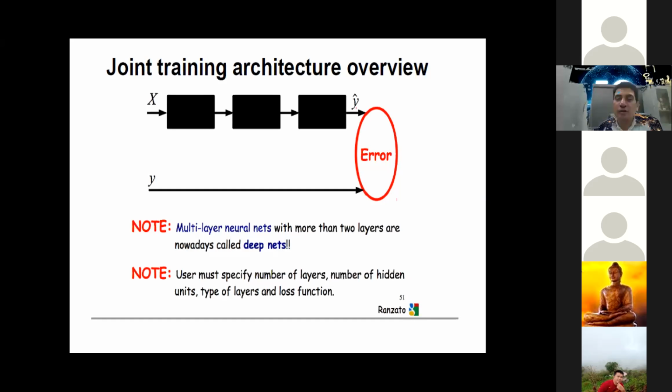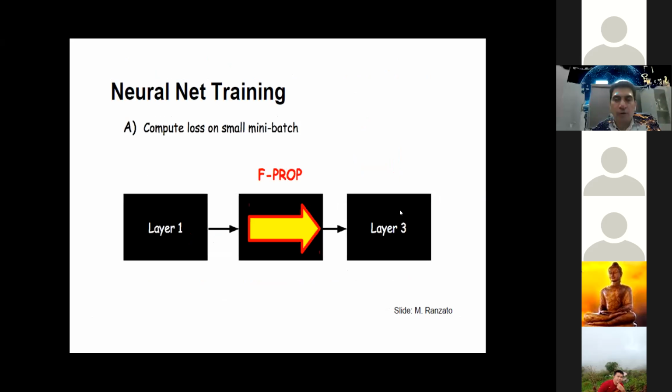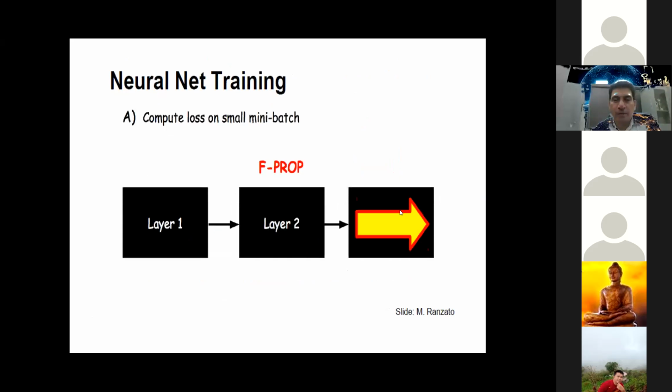Those number of layers are being decided. So let's say forward propagation: computing the losses. This is an input, layer 2, layer 3, forward propagation in this case.